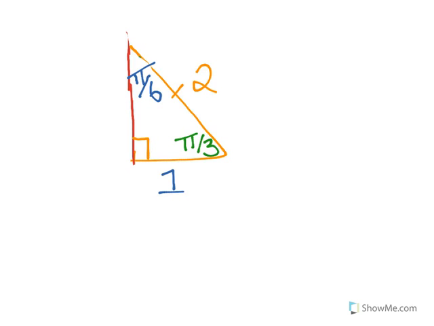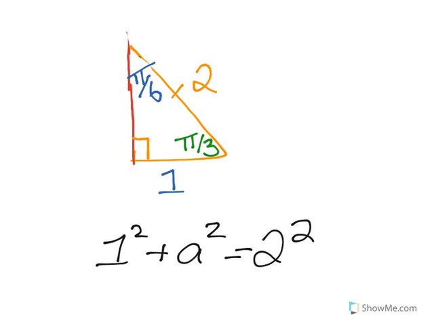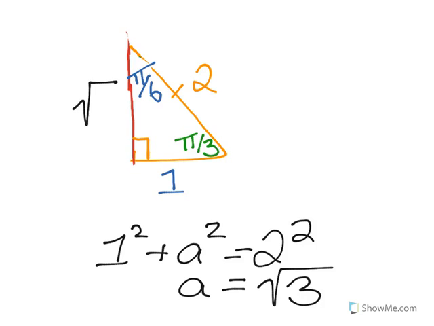If we want to find the one last side there that we haven't yet done, we're going to use the Pythagorean theorem. So 1 squared plus whatever that missing side is equal to 2 squared. So we end up with the square root of 4 minus 1, which is the square root of 3.